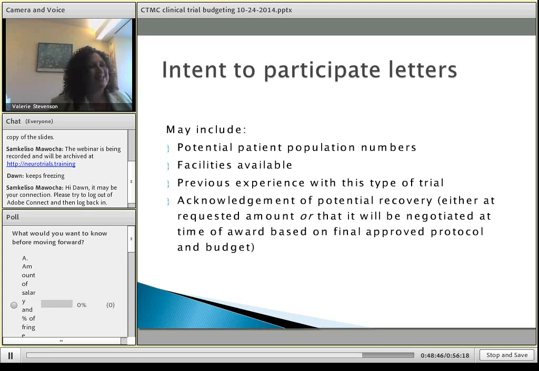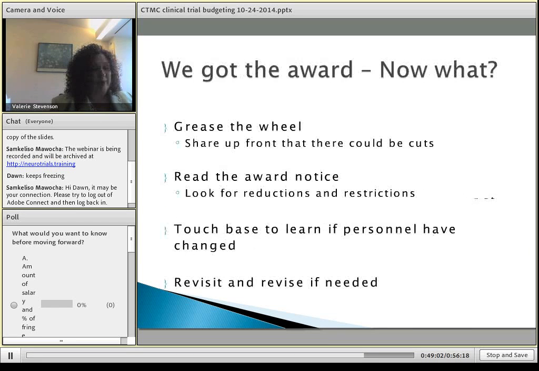So intent to participate letters, I just put this in here. I'm not going to talk about this, but you just want to make sure that if you're working with some of these different agreements that you get a letter from someone saying they're going to participate and what some of the terms are, because you don't want those changing after you're funded.